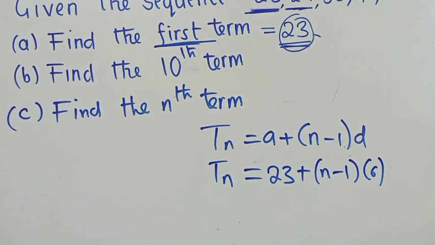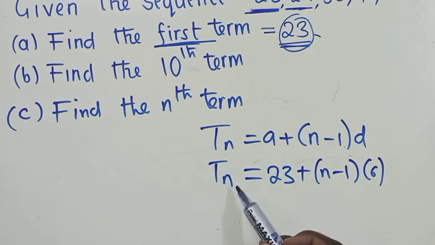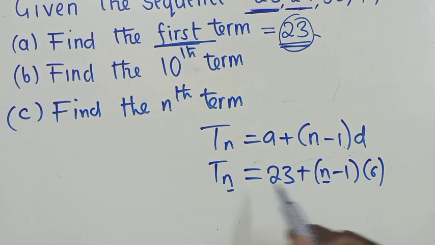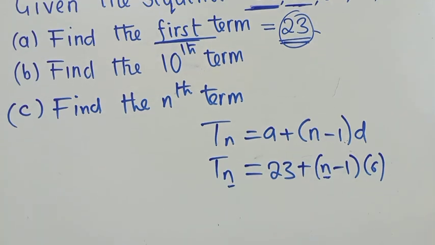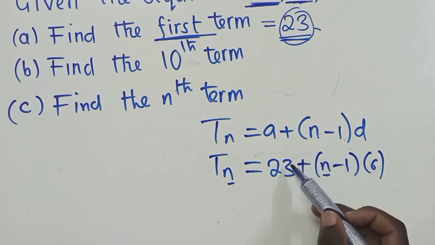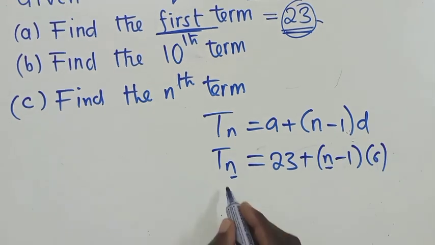In other words, when they ask you to find the nth term, they want you to come up with your new formula to find the term. That formula must be showing only the n. The n is the one which must be showing. A and D must be replaced or substituted by their values. So for A, we have 23, D, a 6.